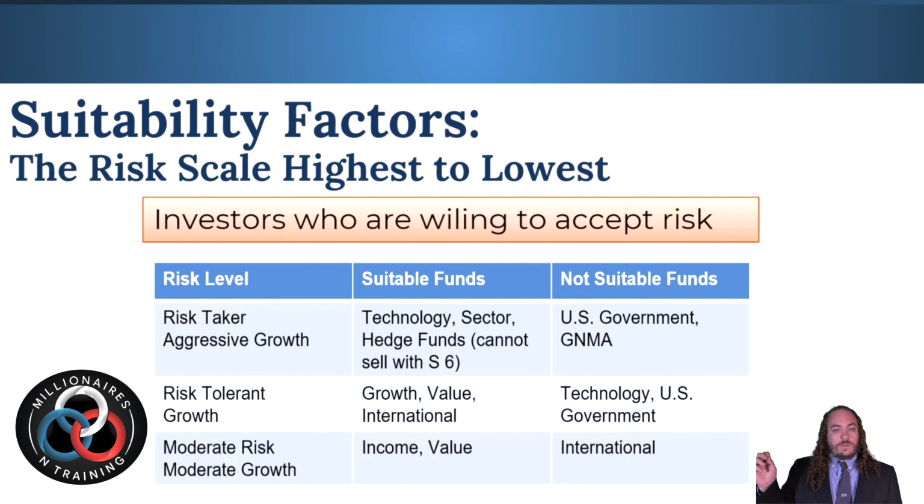What's not suitable for your aggressive growth risk taker are U.S. government funds, Ginnie Mae funds, and any other debt type of funds that produce income. Debt is non-aggressive, it's an income-producing asset.